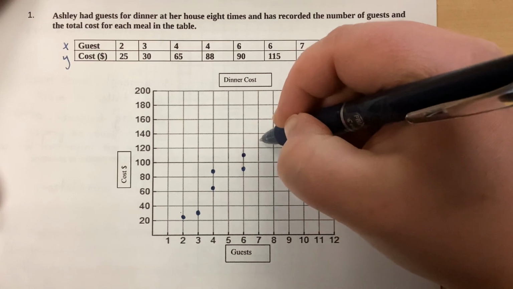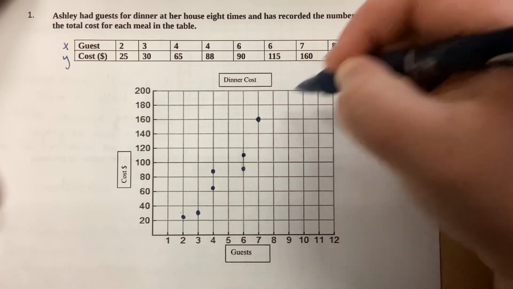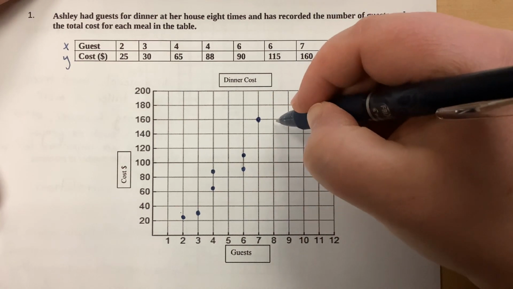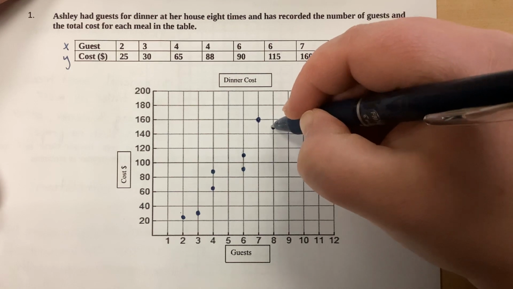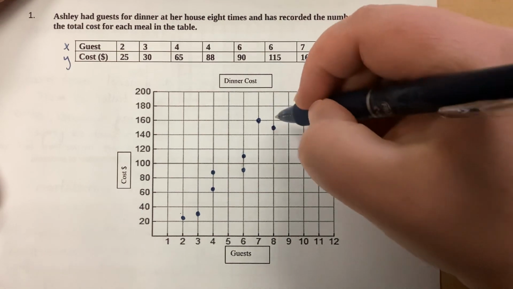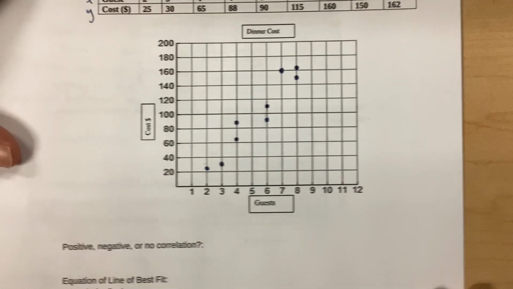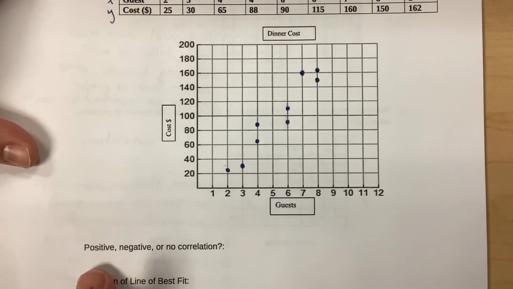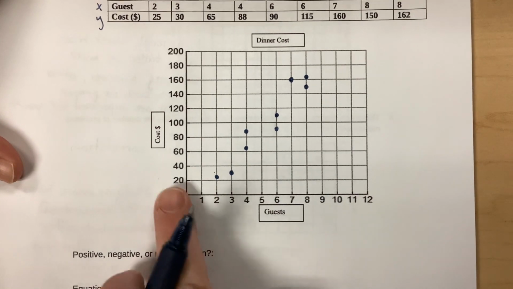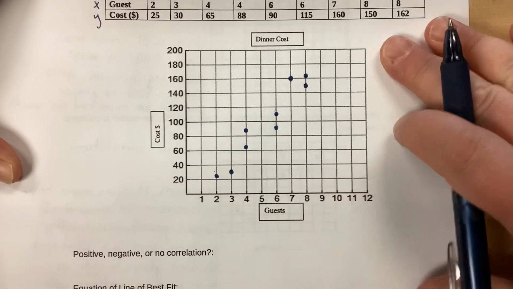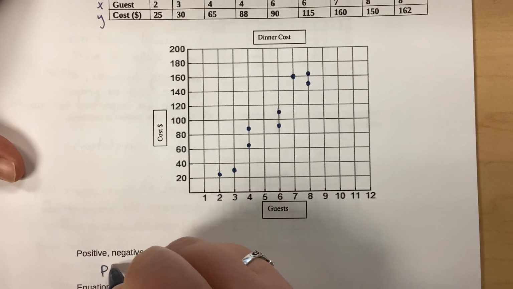160. So here's 160. And we have 150. So that would be about here. And 162. So we'll say that's there. All right. Now, we could answer this first question here, positive, negative, or no correlation. As we go from left to right, those points seem to be increasing, so this is a positive correlation.